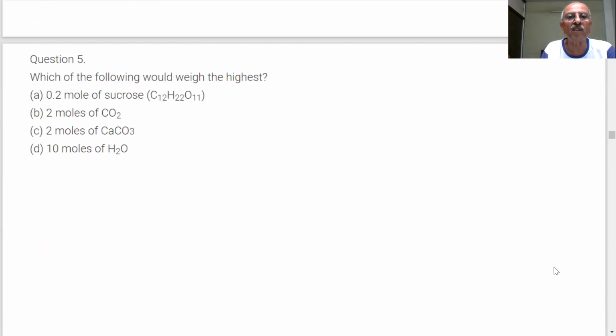Next question. Which of the following would weigh the highest? You have 1 to 2 minutes, so find the mass of each of them and find out which would be the highest.